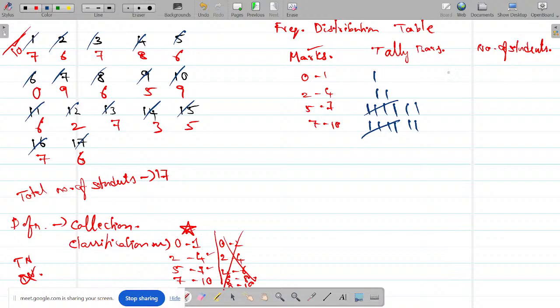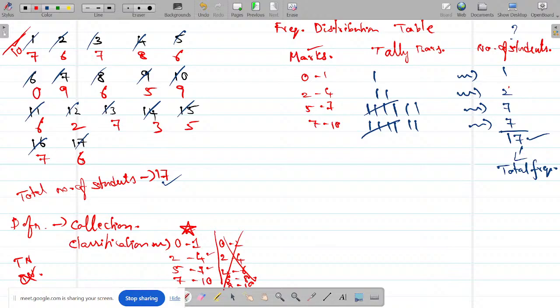Okay, so how many bars over here? 1. How many bars over here? 2. I think 7 and 7. We're getting 17 totally, 14, 3, and 70. This is what you call the total number of students. It will match. This was asked once in the exam: what do you mean by total number of students? It is nothing but what you call the total frequency.